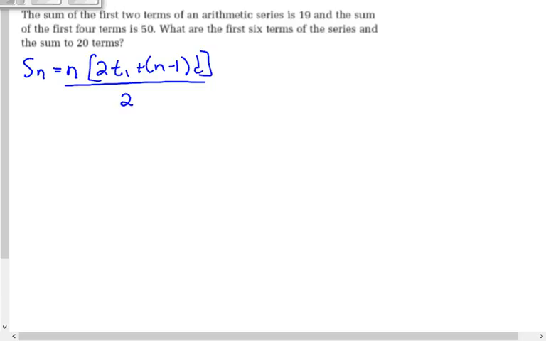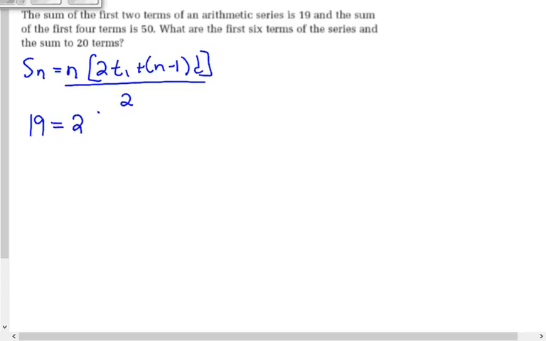And we're going to work with the first part of the question. It says the sum of the first 2 terms of an arithmetic series is 19. The sum of the first 4 terms is 50. So we're just going to work with the sum of the first 2 terms being 19. Okay? So we know that the sum of those 2 terms is 19.